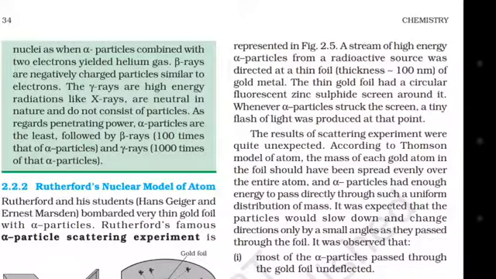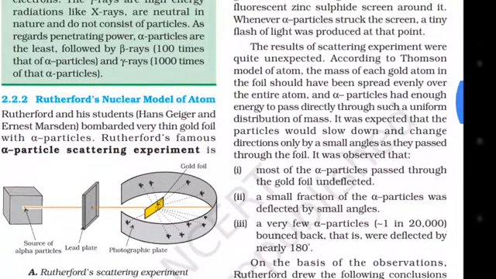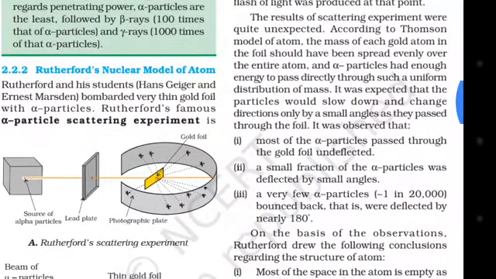A stream of high energy alpha particles from a radioactive source was directed at a thin foil, thickness approximately equal to 100 nanometer, of gold metal. The thin gold foil had a circular fluorescent zinc sulfide screen around it. Whenever alpha particles struck the screen, a tiny flash of light was produced at that point. The results of the scattering experiment were quite unexpected.